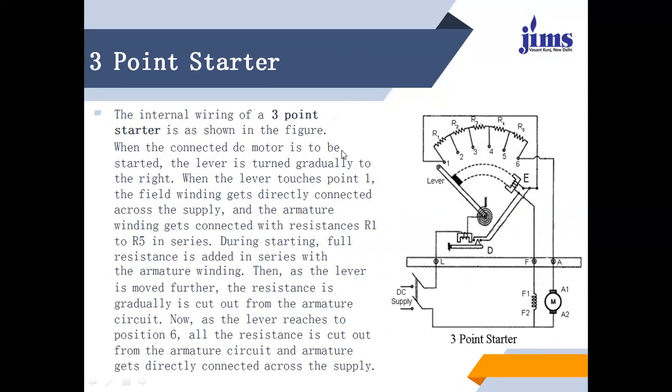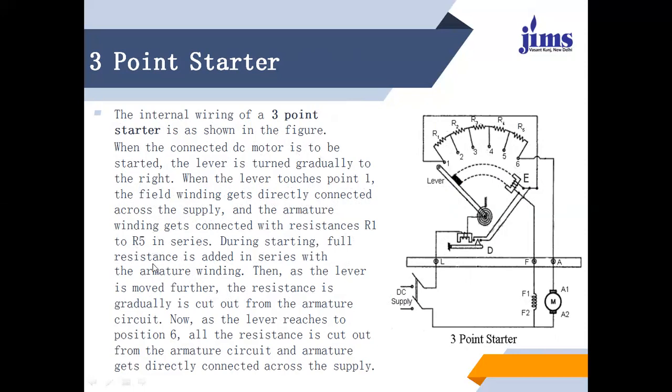When the connected DC motor is to be started, the lever is turned gradually to the right. We move the lever from this point towards the right-hand side, and the movement goes through points 1, 2, 3, 4, 5 and then 6. When the lever touches point 1, the field winding gets directly connected across the supply and the armature winding gets connected with resistances R1 to R5 in series.